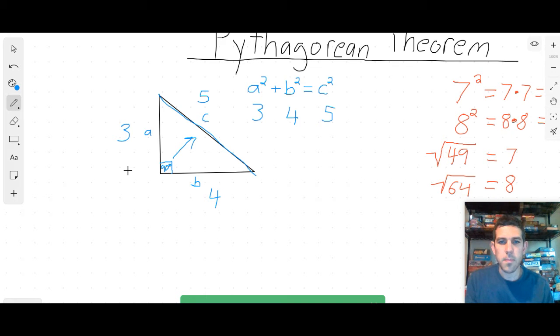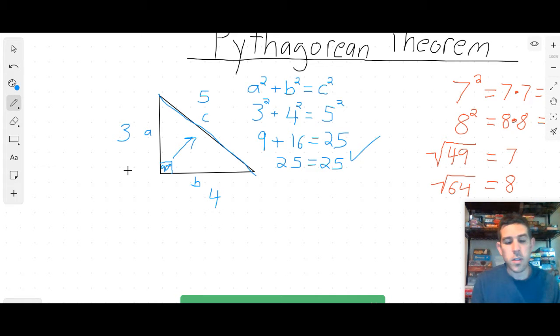All right, so if A is 3, B is 4, and C is 5, let's see if this works. Well, 3 squared plus 4 squared should equal 5 squared. 3 squared means 3 times 3, that is 9. 4 squared, 4 times 4, that will be 16. And 5 squared, or 5 times 5, is 25. And indeed, 9 plus 16 is 25. And so Pythagoras, who discovered this, realized that it worked for every single combination of 3 sides of right triangles.